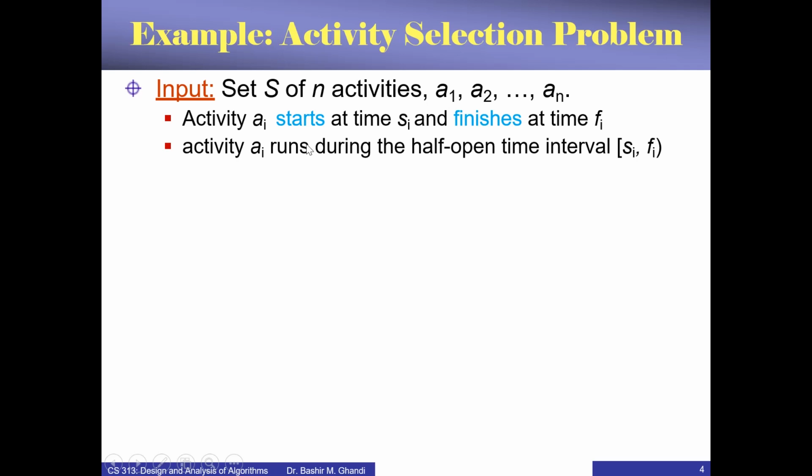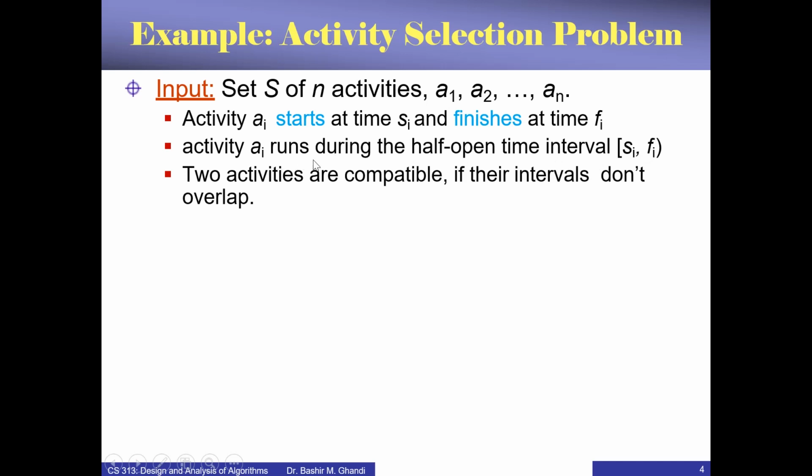We're going to assume that activity i will run during the half open time interval from s_i, including s_i, until f_i, but not including f_i. This is to make sure that each time interval is actually distinct. It doesn't clash even for a second with another activity. Okay, so suppose you have this.